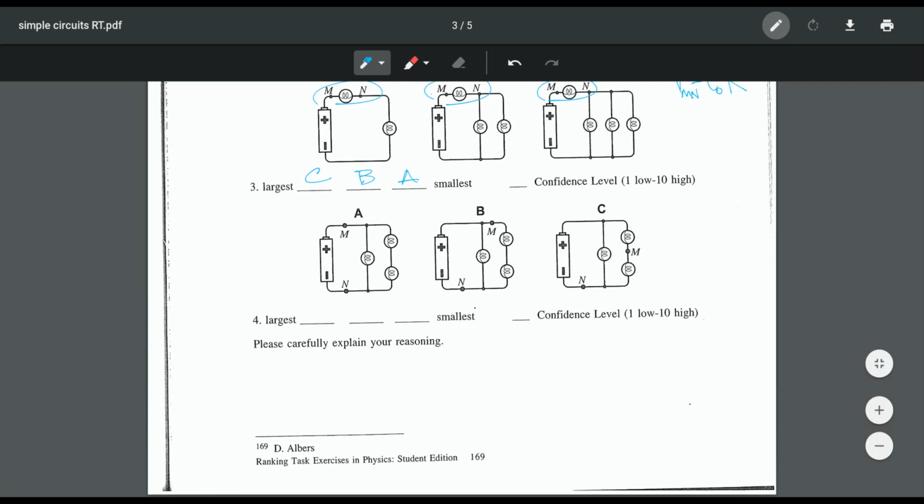Exercise 4. Again, we're looking, I think I'll highlight this one again just to be super clear here.